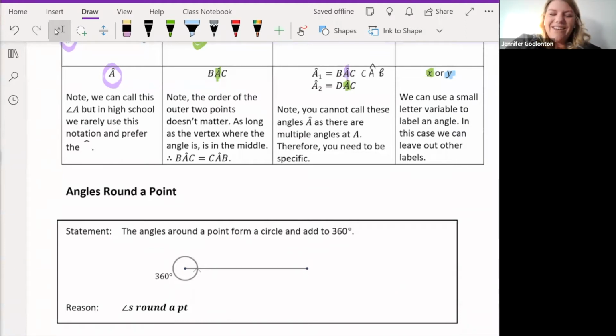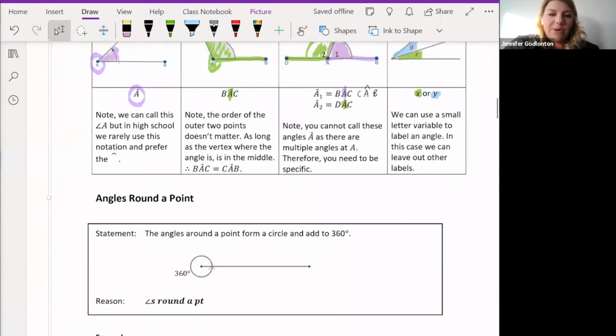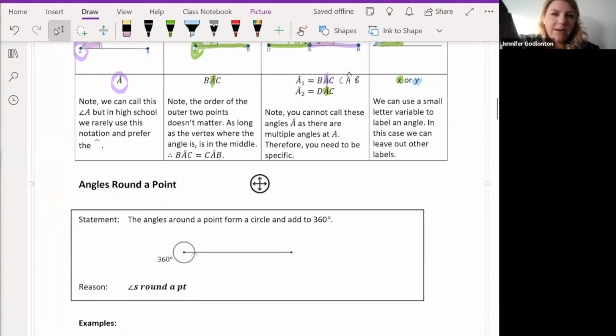Awesome, thank you. Okay, so angles around a point is basically just saying that if we have a vertex like this, so we've got a point or a vertex over there, all of my angles that go around that point would equal 360 degrees.